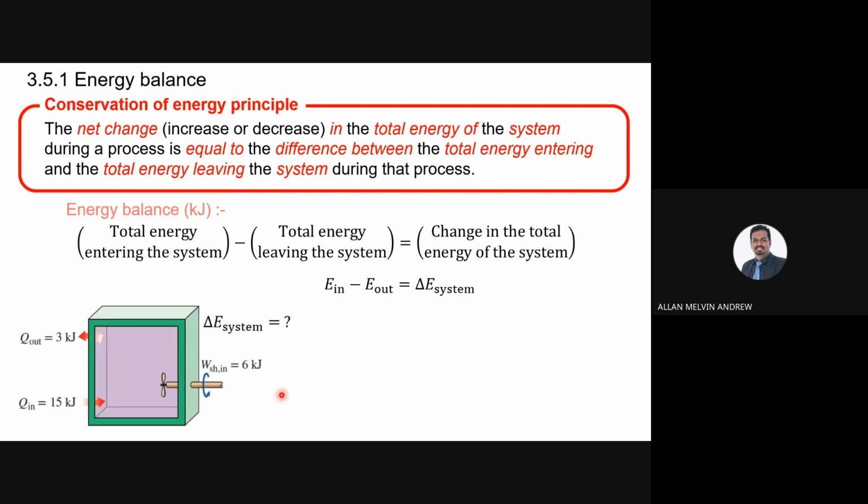Okay, so let's say you have a system. You can see you have W as well as Q. So you have Q in, Q out, and W shaft in.